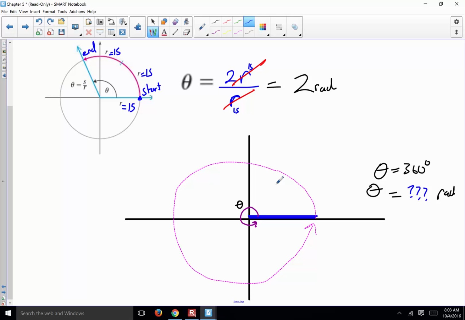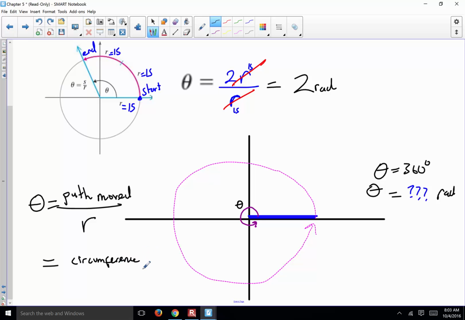180 is pi. 90 is pi over 2. Yes, you're already ahead of the schedule. You already know those things. But have you ever wondered why 180 is pi? With this description, it's because of this. Theta is found by path moved over radius, right? Path moved, how far you traveled, versus radius. Well, isn't the path you moved the entire circumference? So it's the circumference of the circle.